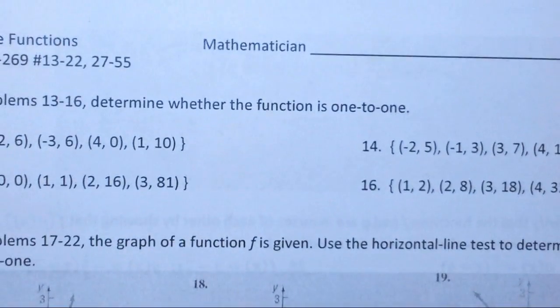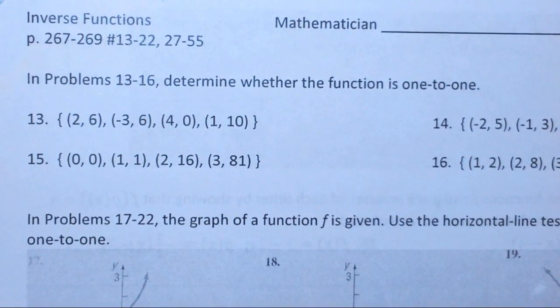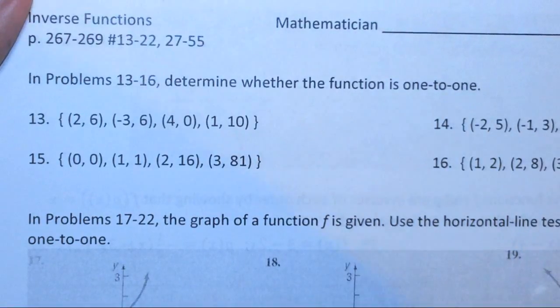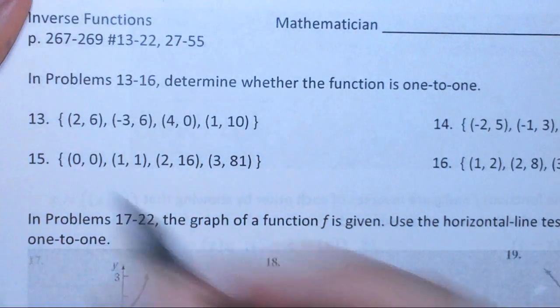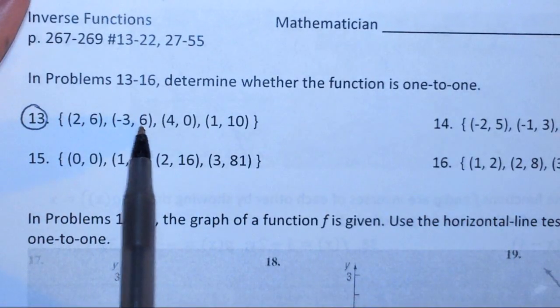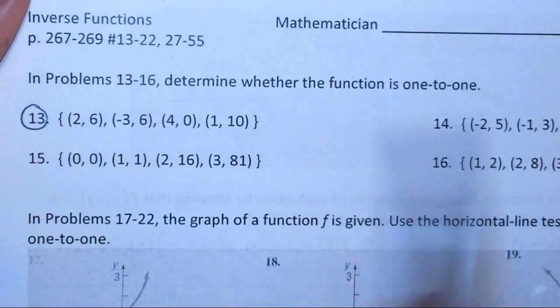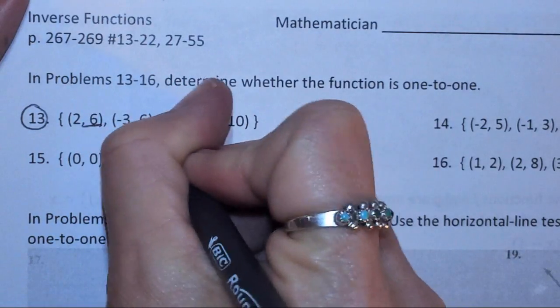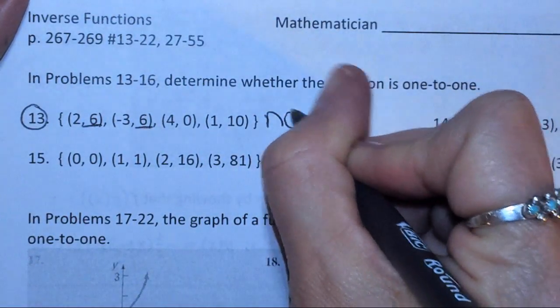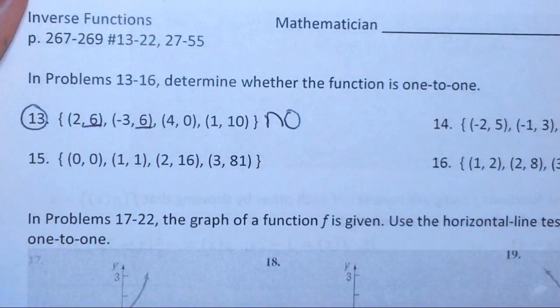Okay. The next thing I did in class is I went through a couple of examples just to make sure everybody understood the directions. So on 13 through 16, all you have to do is determine yes or no if it's 1-to-1. So on 13, we have (2, 6), (-3, 6), (4, 0), and (1, 10). As you can see, I had two y's repeat. So no, it's not 1-to-1.